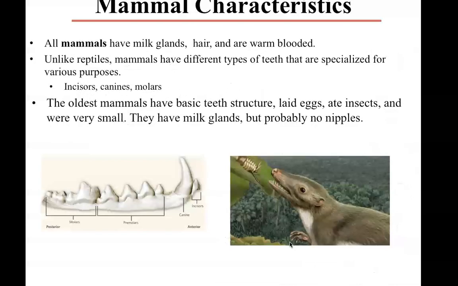All right, and so as this happened, let's talk about some of the modifications that mammals made over time. And to do that, let's talk about what defines a mammal. Well, a mammal has milk glands, hair, and is warm-blooded. So each of those should be self-explanatory. Milk glands means they produce milk. So every mammal produces milk.